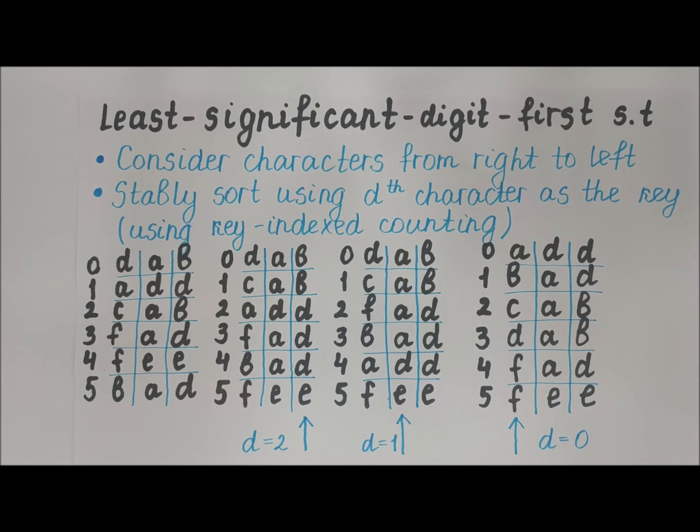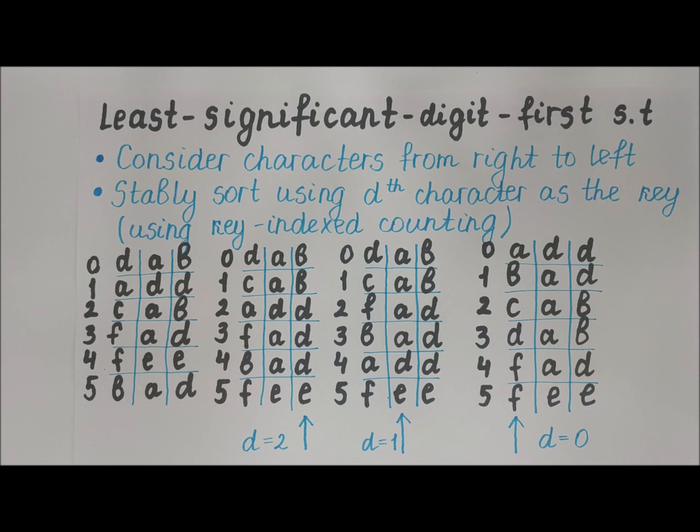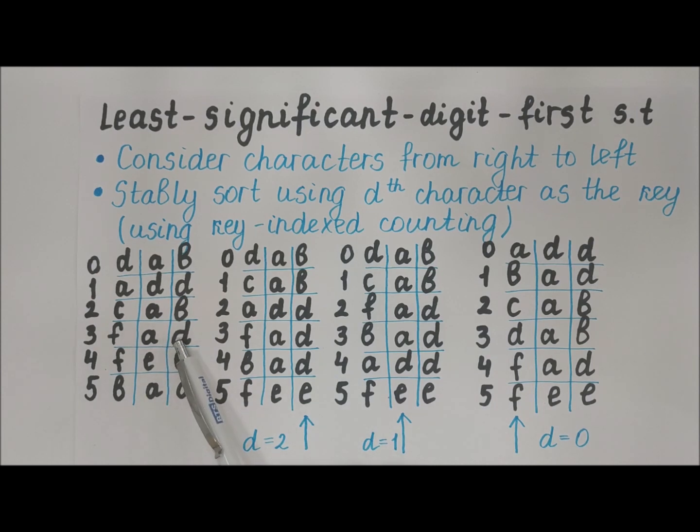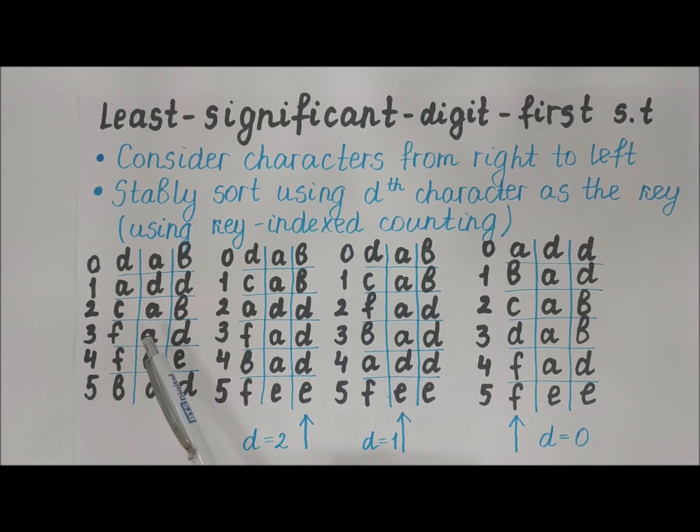LSD algorithm, the least significant digit first string sort algorithm. The main idea of this algorithm is to consider characters from right to left and stably sort using this character as the key using the key-indexed counting algorithm. As you can see, we have words: DAB, ADD, CAB, FDD, FAD, FEE, BAD. And you can see the words are the same length because it's necessary for the LSD algorithm. And then let's sort these words together.